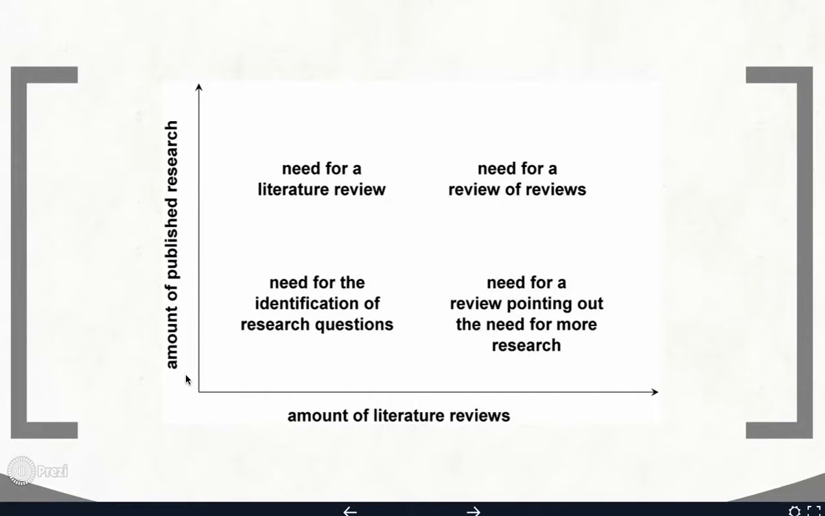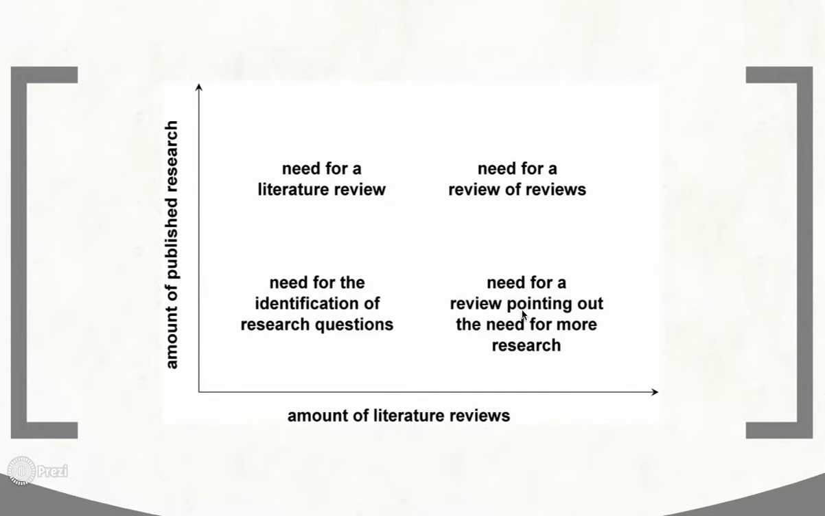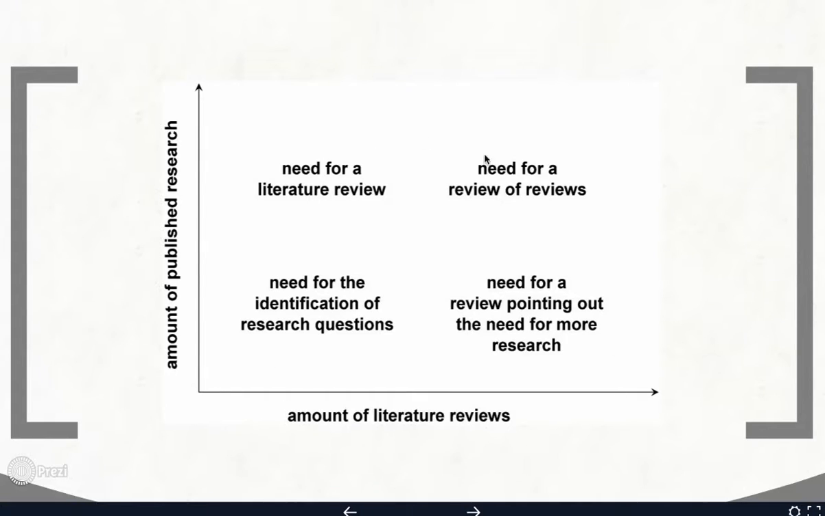Maybe there's been very little research, but a lot of literature reviews. Then there's a need for a review pointing out the need for more research. So maybe your literature review can talk about what has been discussed and then what research needs to be done further. And maybe the point is that in your paper, you are doing research, or maybe you're just writing a literature review. You're not doing research, but you're telling other people what kind of research they need to do. Okay, so you need to think about what kind of literature review you're going to be writing based on these questions.